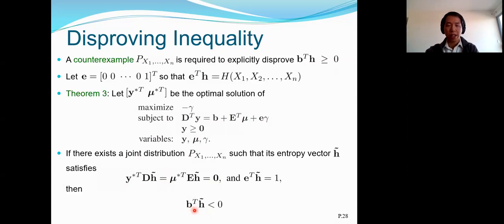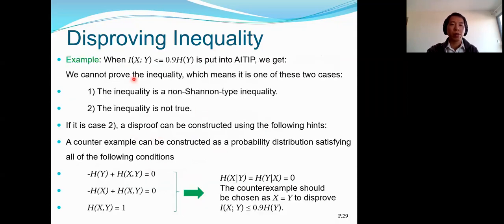And again, let me use an example to illustrate what we mean here. Now, suppose we are given this information inequality. We want to prove that I(X;Y) is smaller than or equal to 0.9 times the entropy of Y, okay? We plug it into the AITIP. Then we get the following message. It says that, okay, maybe this is a non-Shannon type inequality, or this inequality is basically not true. And if it is not true, we can try to construct a counterexample using the following conditions.